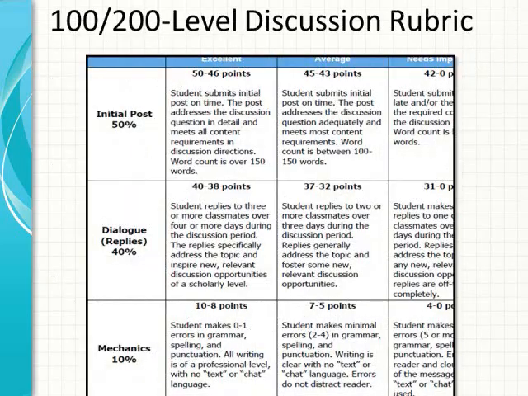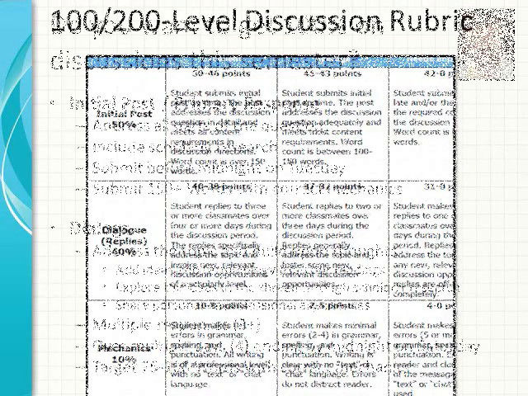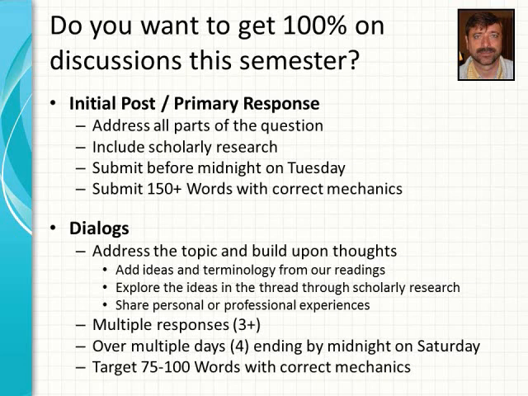Now, available in our classroom are all of the rubrics we'll be using in this class, and here is the 100-200 level discussion rubric that I'll be using to grade our discussions at the end of each week. It's based on your initial post, dialogues or responses with either me or our classmates, and then mechanics. And let me help you out by giving you some specific tips about getting a 100 in each one of our discussions this semester. And it's based on that rubric.